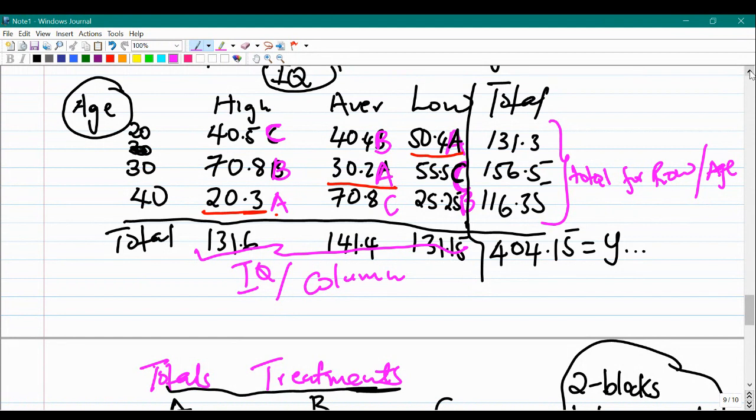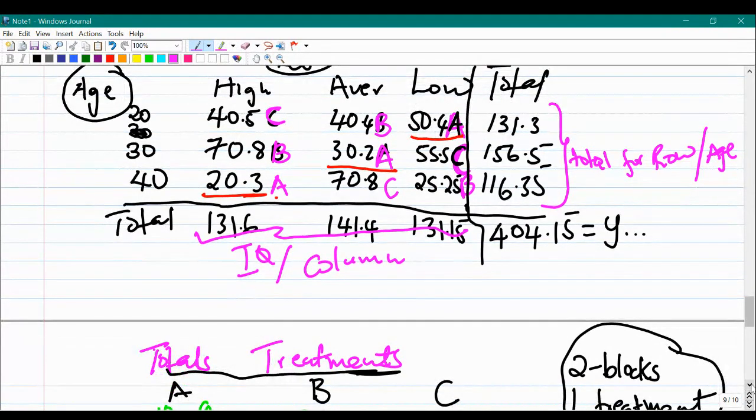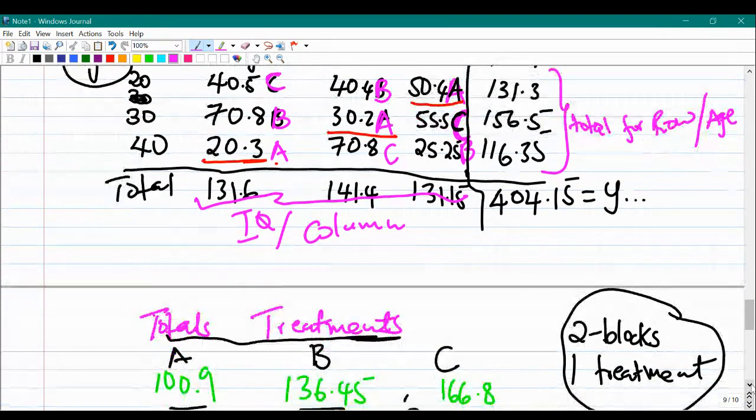If you are confused, please let me know so that I can help you. If you want the total for the treatment, let me know so that I can scroll, or I think it's possible. Let me just take it down a little bit. You can also see the totals for the treatment, right?